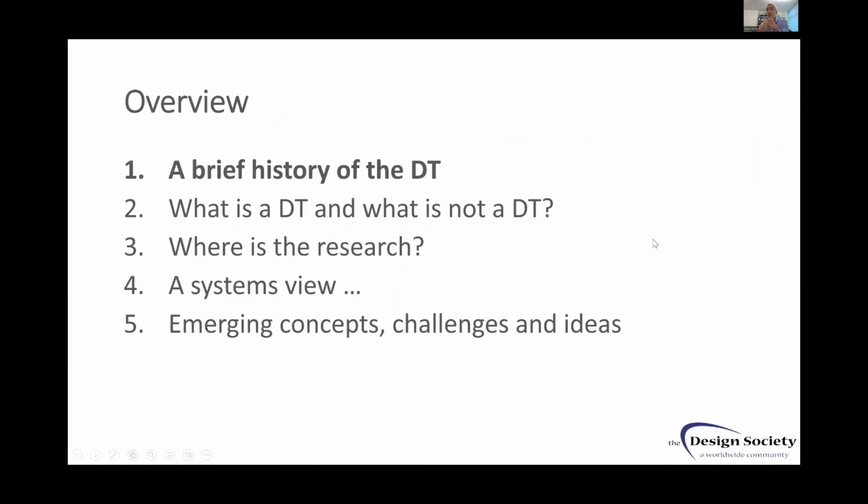The talk will be around 25 minutes, so that's quite a lengthy talk. So I've broken the talk into 5 sections. We'll start with a brief history of the digital twin, and then we'll look at what is a digital twin and what is not a digital twin with some examples. We'll then start to explore where the research is and where the current research activities are.